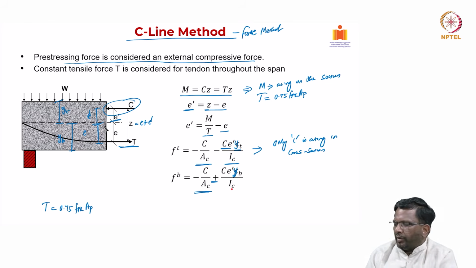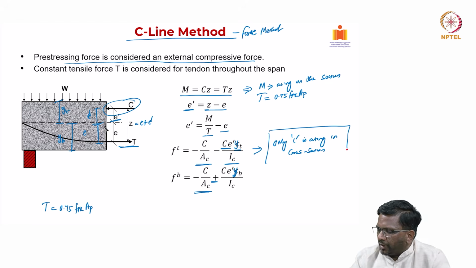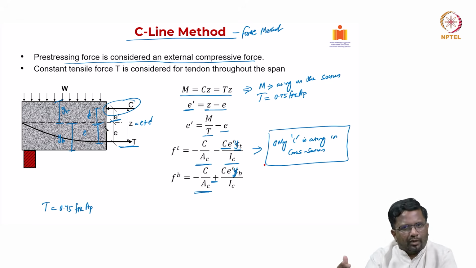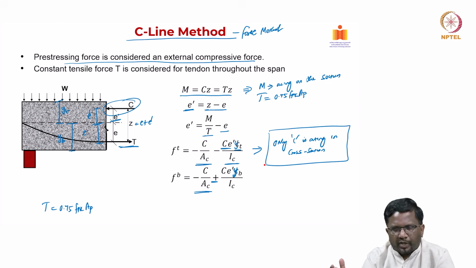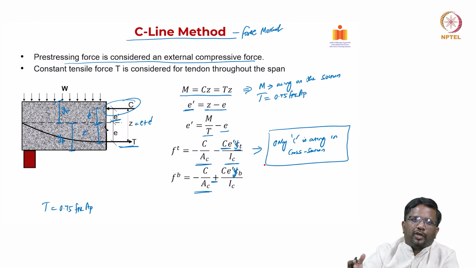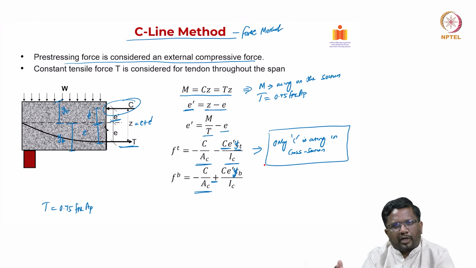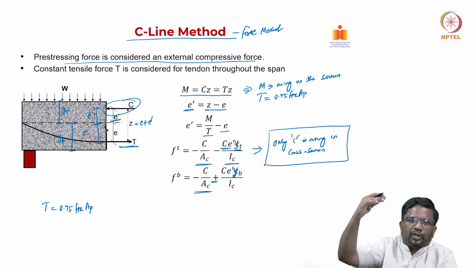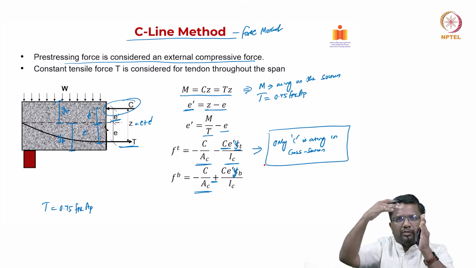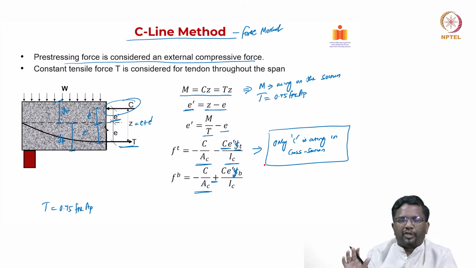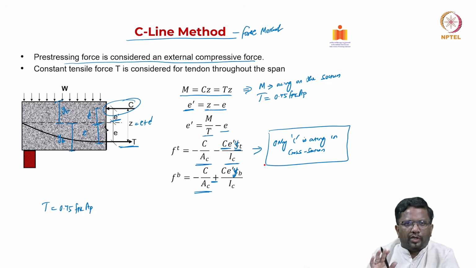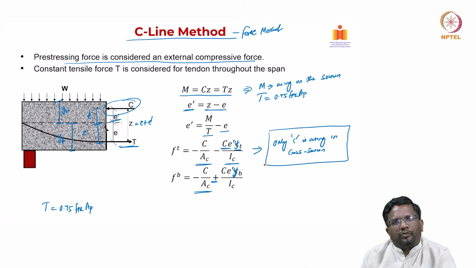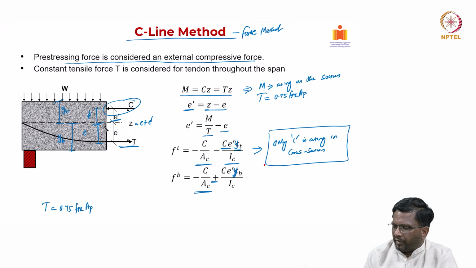In this way, we are doing the analysis by assuming only C is acting, and C is always given to you once you know the pre-stressing force that you apply. If you know the moment acting in the cross section, then you can quickly calculate your lever arm. From the lever arm, you can calculate how much should be the eccentricity of the compression force. We assume that the C is going to act as an external force at a distance EC, and we simply calculate the stresses only with C. So, that is your force method or C line method of analysis.